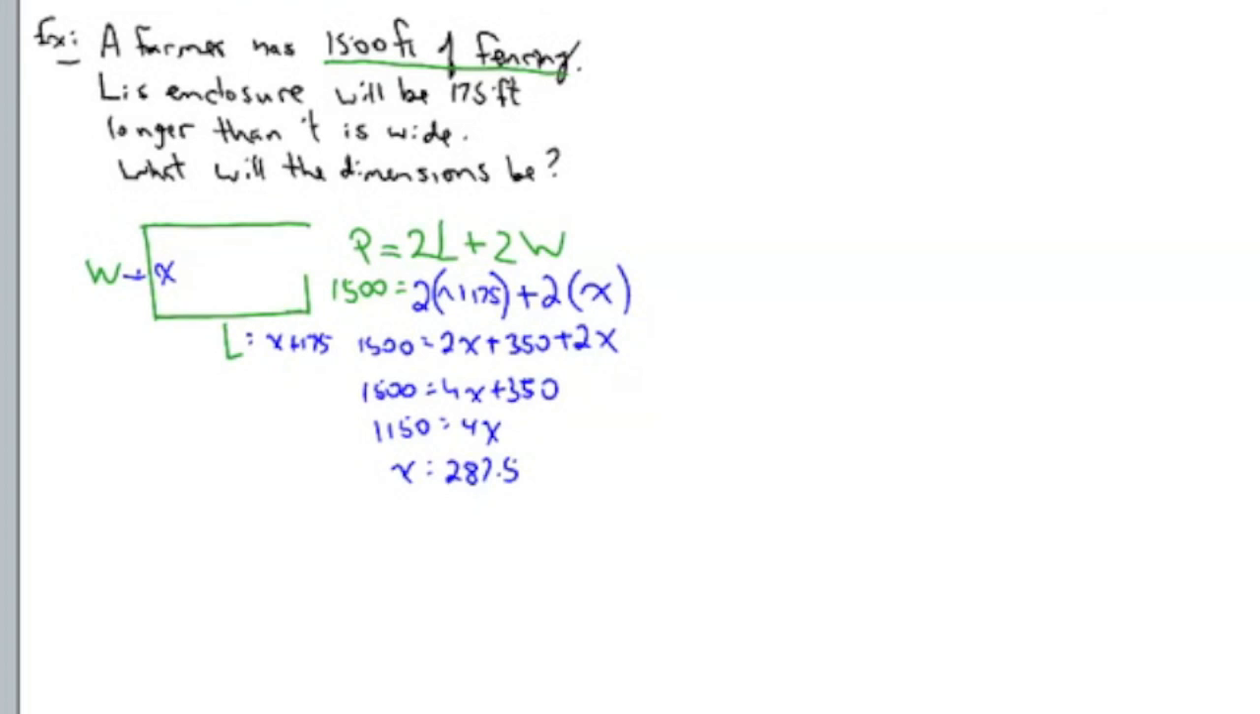And then you have to find out what the length is, so you have to add 175. Before I get there, the width is 287.5 feet. And then the other one is going to be 175 plus 287.5 for a grand total of 462.5 feet. So the dimensions of his field have to be 287.5 wide and 462.5 feet long. And that'll use up all his 1,500 feet of fencing.